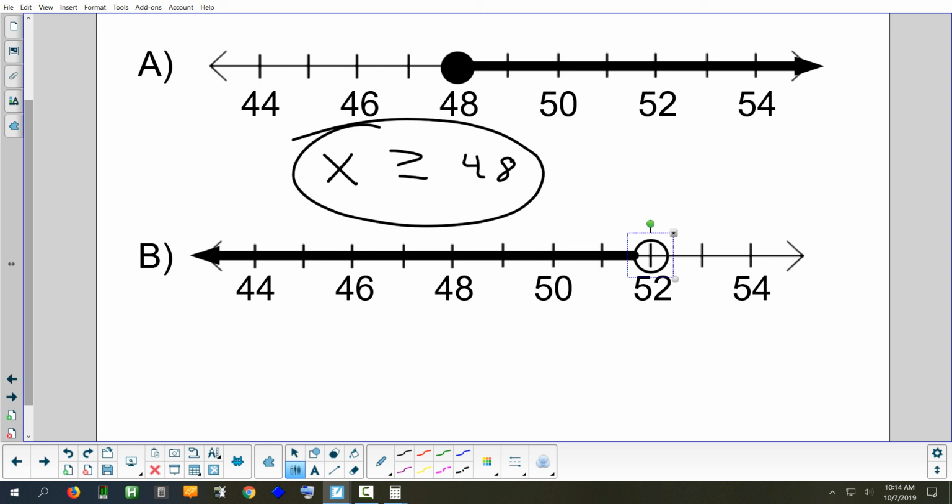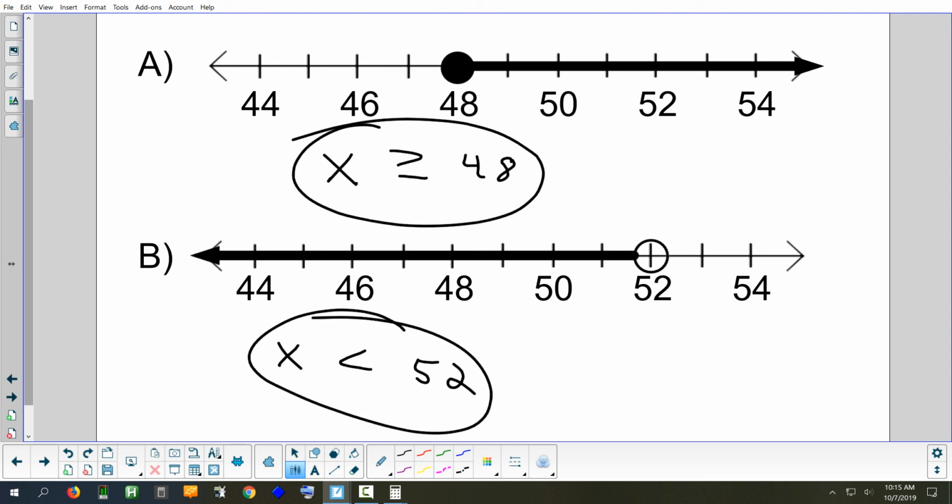All right. So 4B. What could I use for my letter? X. Yep, we can use X. Doesn't matter. Now, what am I going to use for my number? That matters. 52. Now, it's an open circle, and it's shading left. So what's the symbol that I use? That's less than. Perfect. She didn't put the equal to under it, and that's exactly right, because it was an open circle.